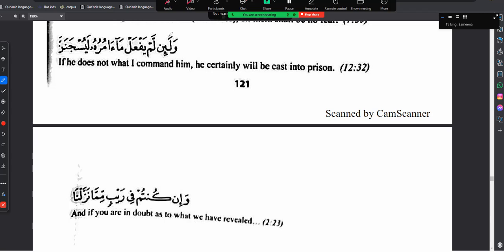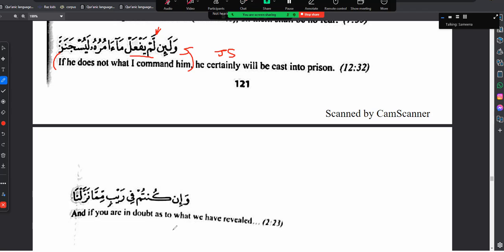So here we have la'in is the conditional article, but actually this is lam followed by mudari. This we learned in our previous lesson, right? If lam is followed by the mudari, then this will have the past meaning. This is madi meaning. If he does not do what I command him, he certainly will be cast into prison. So this is the shart part. If he does not do what I command him, this is the shart part, and he certainly will be cast into prison is the Jawabu shart.